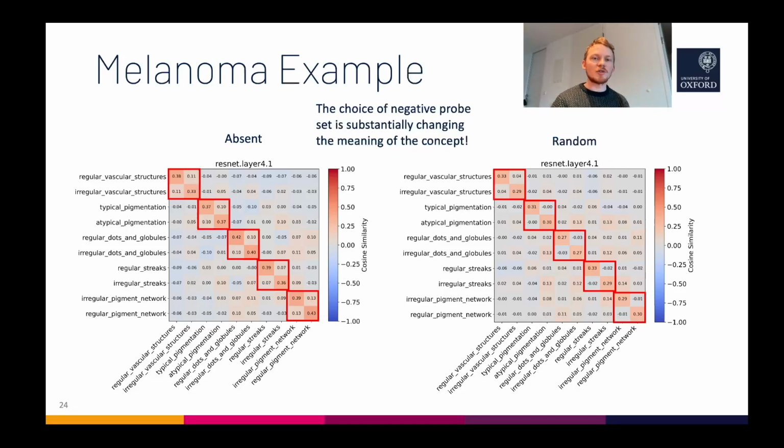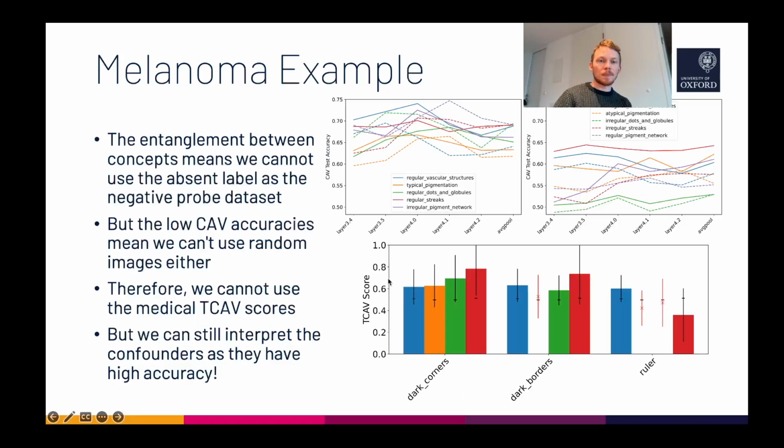important, that your choice of your negative probe set is actually substantially changing the meaning of the concept. And in this specific case, we think it means you can't use the absent label as the negative probe set, because this high similarity between opposite meaning concepts suggests that these CAVs don't mean what you think they mean. So we need to use the random labels for our CAV in this case.